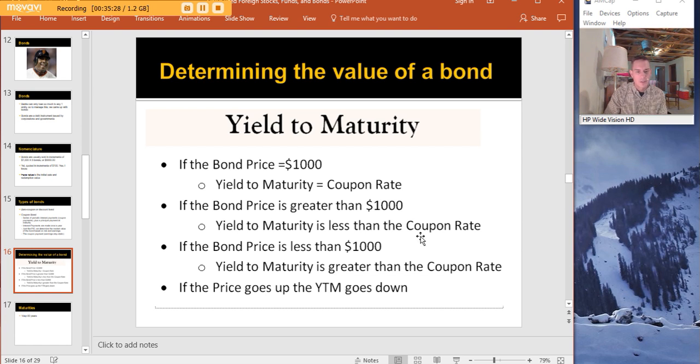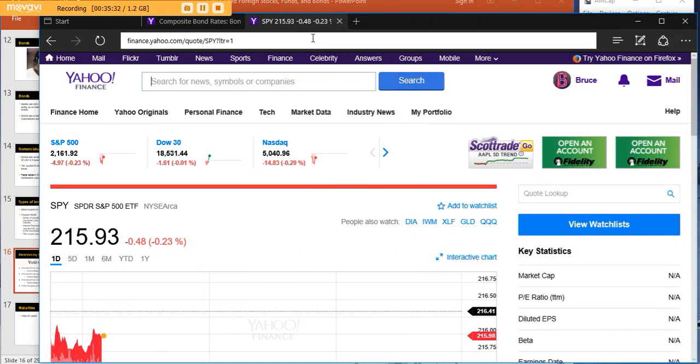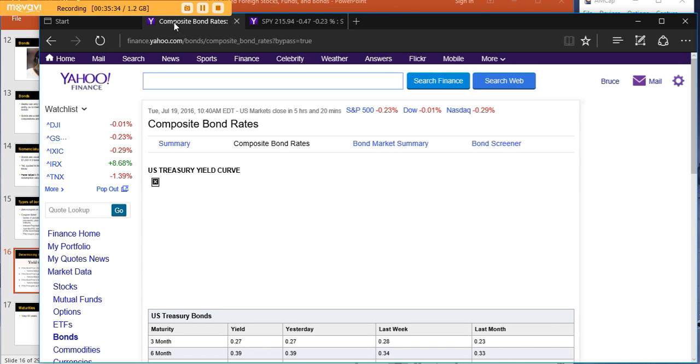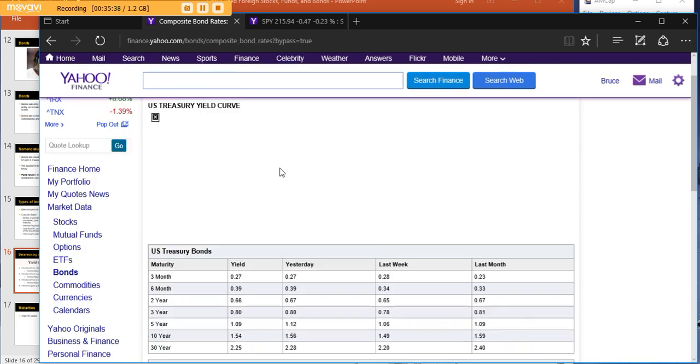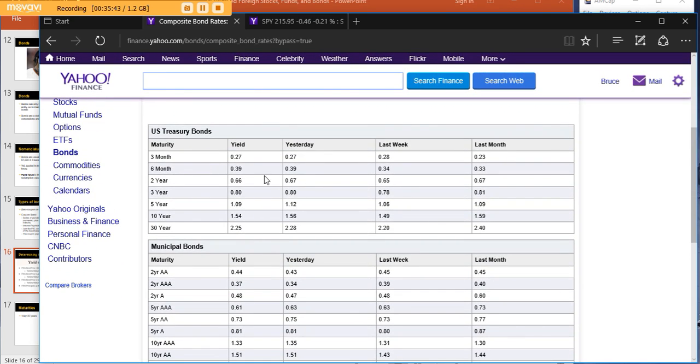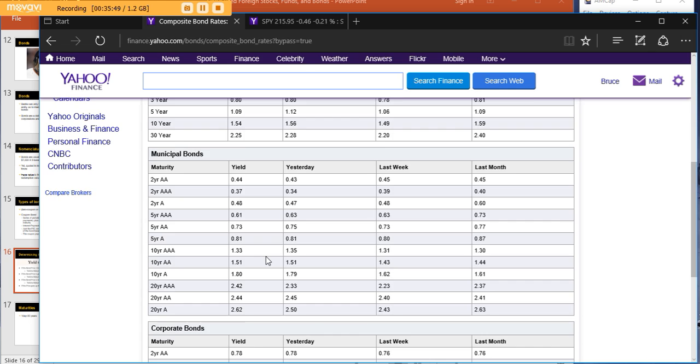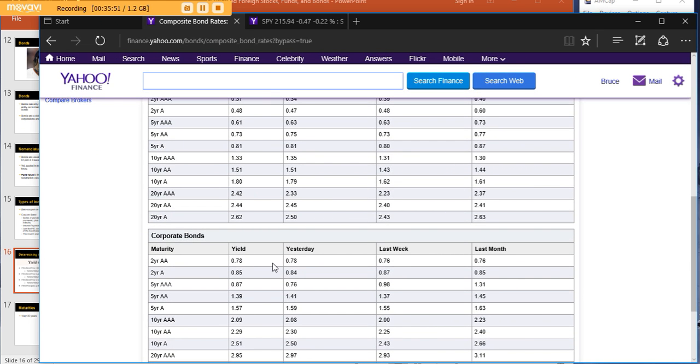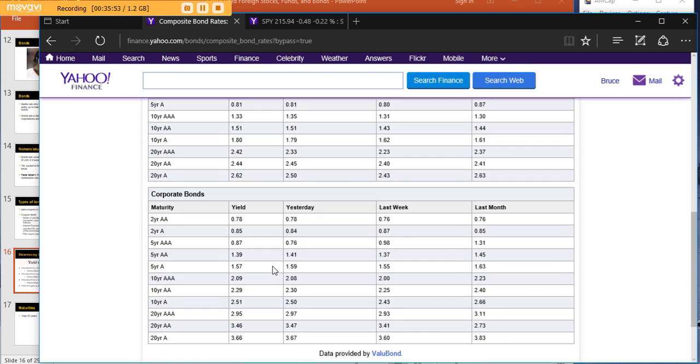Let me make life a little easier for you as retail investors. Here's what you would look at. If I go to Yahoo Finance and enter in composite bond rates, this gives me all the yields for treasury bonds, bills and notes, and municipal bonds, and these are the composites or averages of all these different rates.